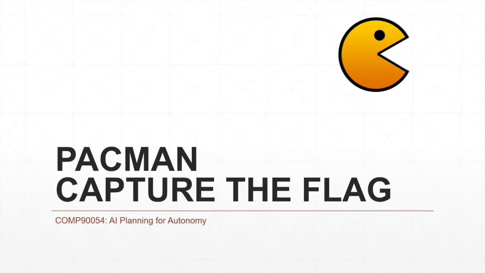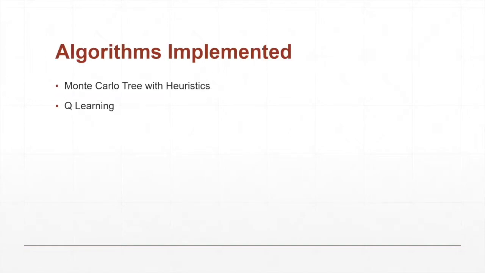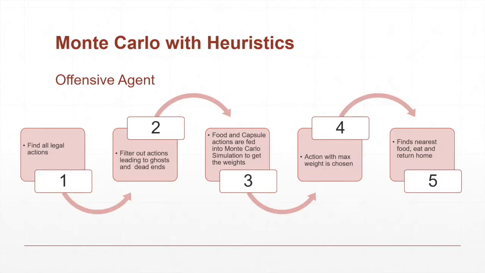Hi, so we are Team Pac-Champs and we have implemented a couple of algorithms for the Pac-Man Capture the Flag competition. I'm going to speak about it now. Well, we have implemented two techniques. One is Monte Carlo tree search along with heuristics, and the other one is a Q-learning technique. To start with, the first one we did was a Monte Carlo with heuristics.